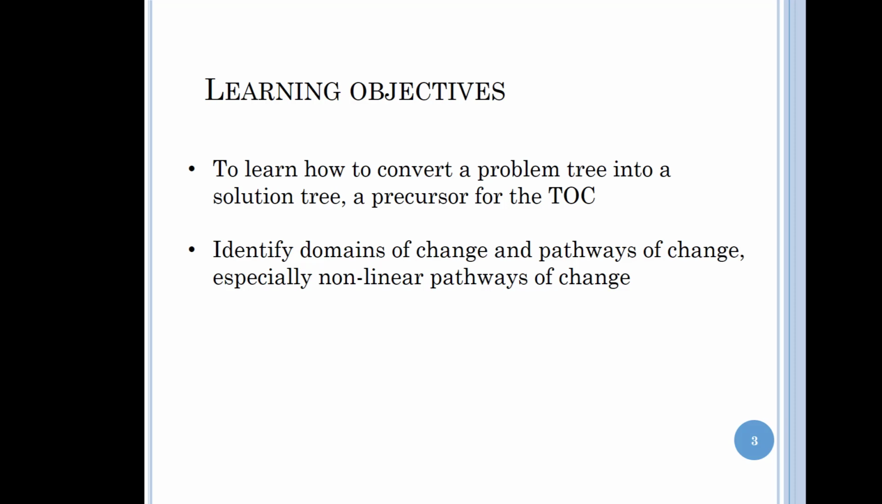So what are the learning objectives? We aim at learning how to convert a problem tree into a solution tree, which is the step before the theory of change graphic, on which you will base your theory of change narrative afterwards. And we will also learn to identify domains of change and pathways of change, especially nonlinear pathways of change, meaning that there are always interactions between the different sectors that you have managed to understand and to put into the solution tree form.